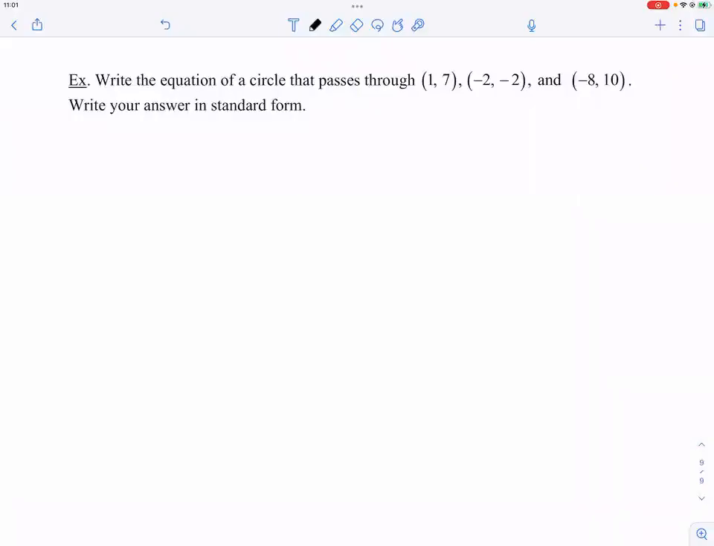Now, for this question, you're given 3 points, and you have to find the equation. And these 3 points, they're not indicating anything. They're not indicating that they are the endpoints of a diameter. Nothing. Now, I want to show you the answer key.